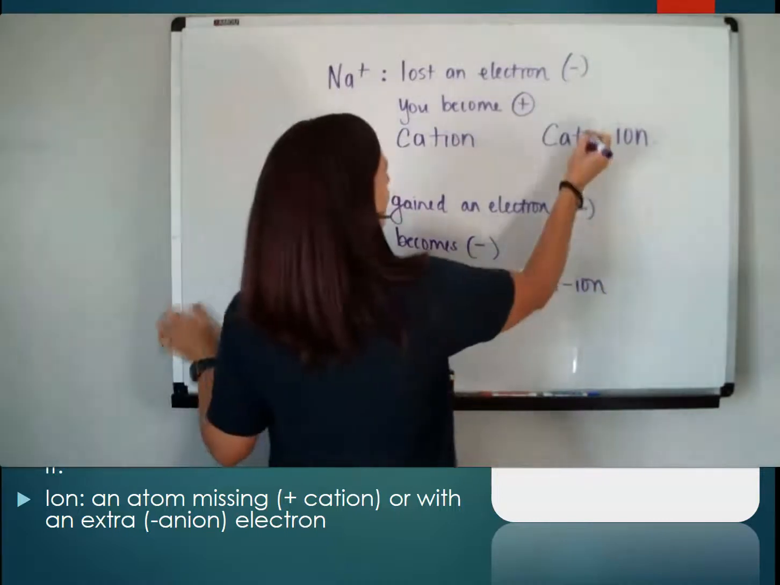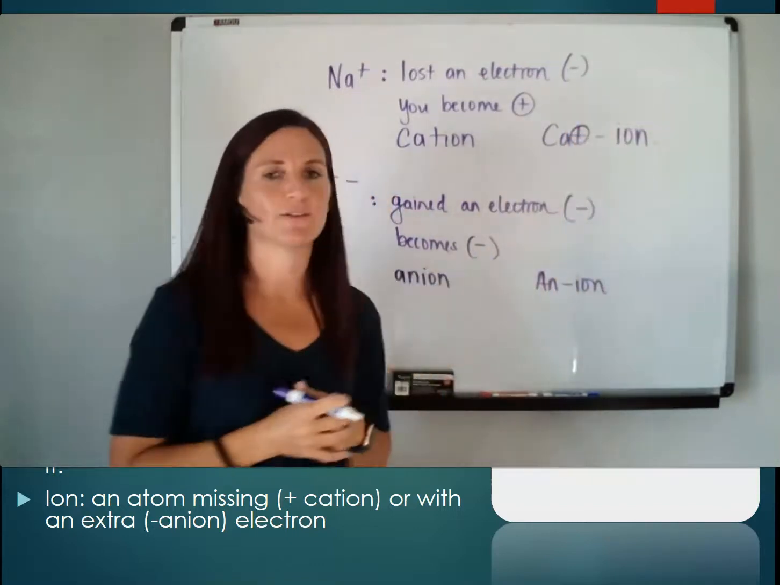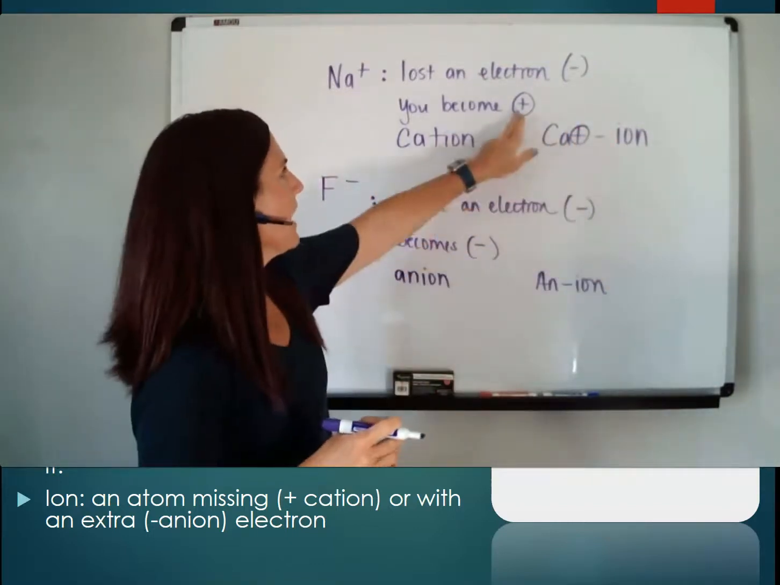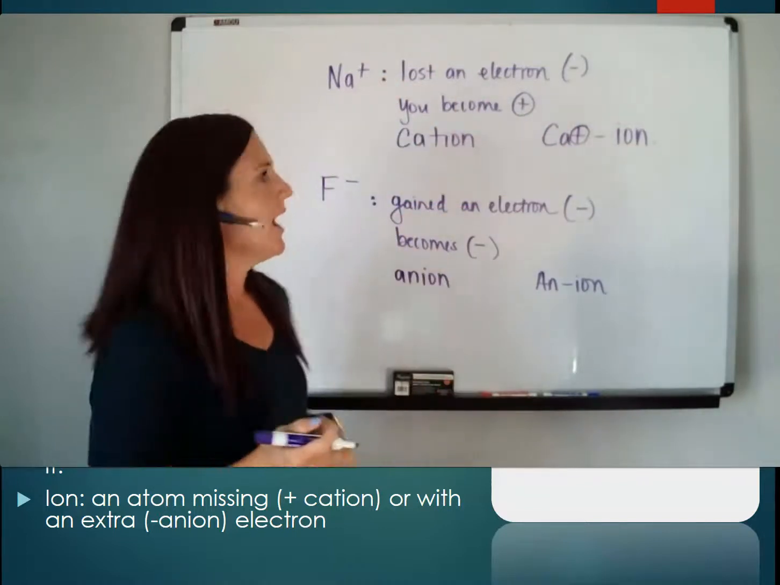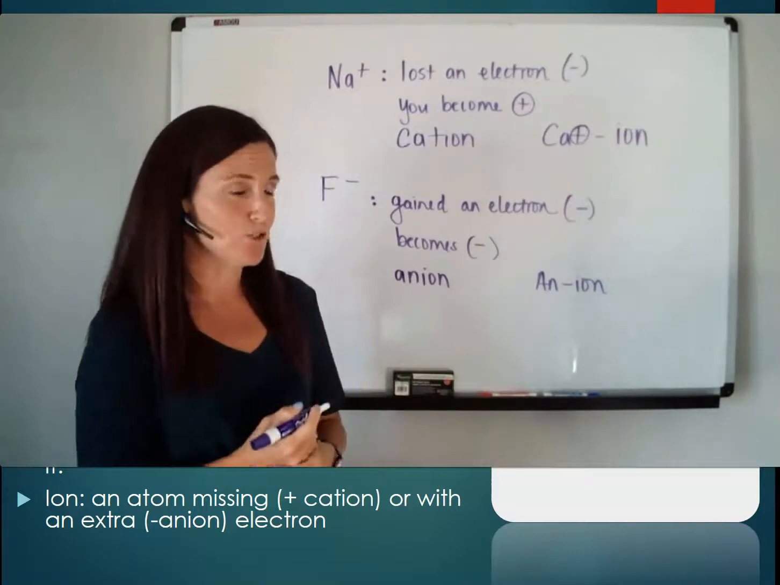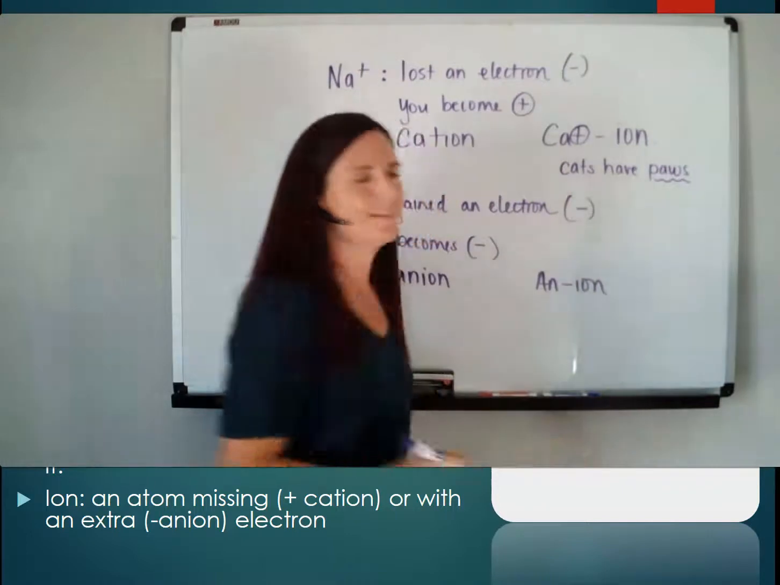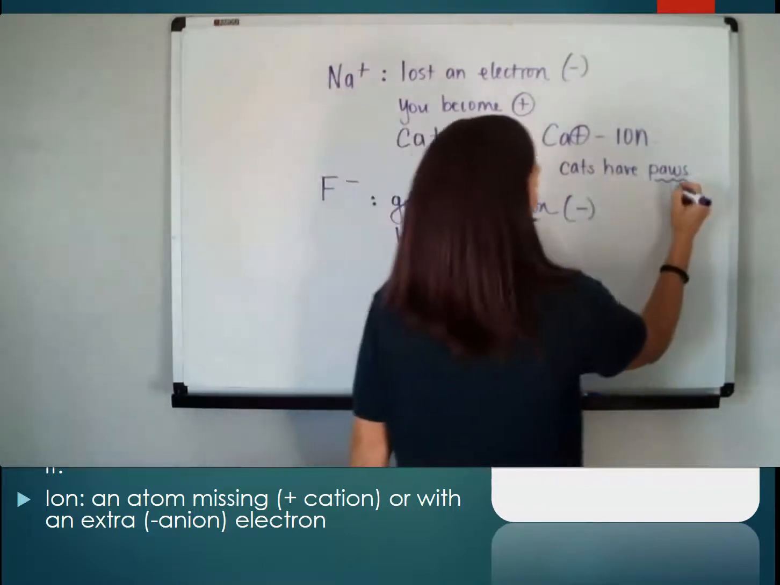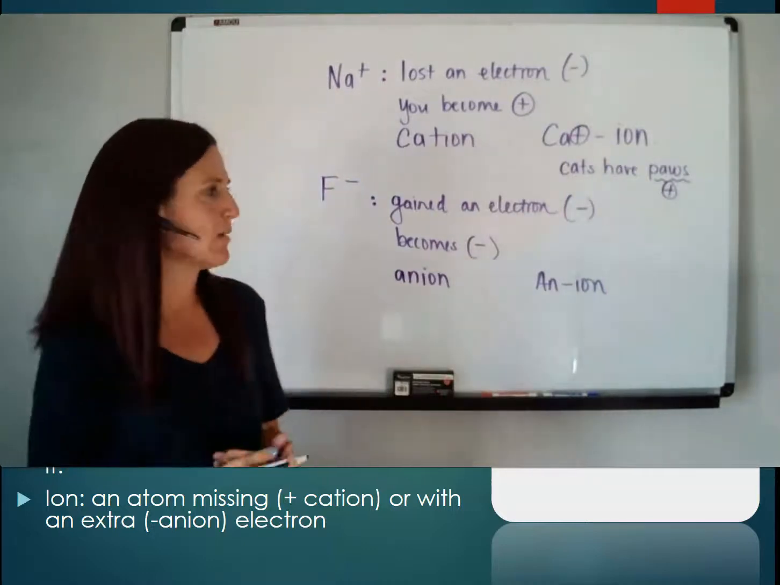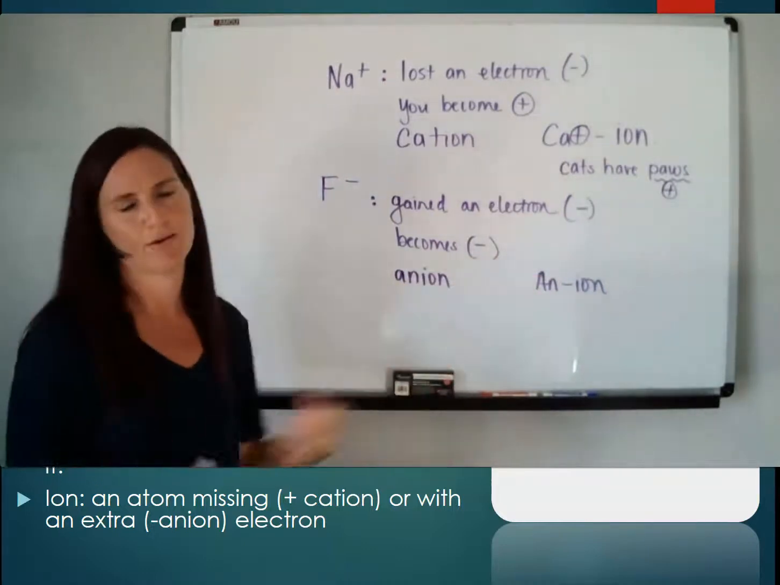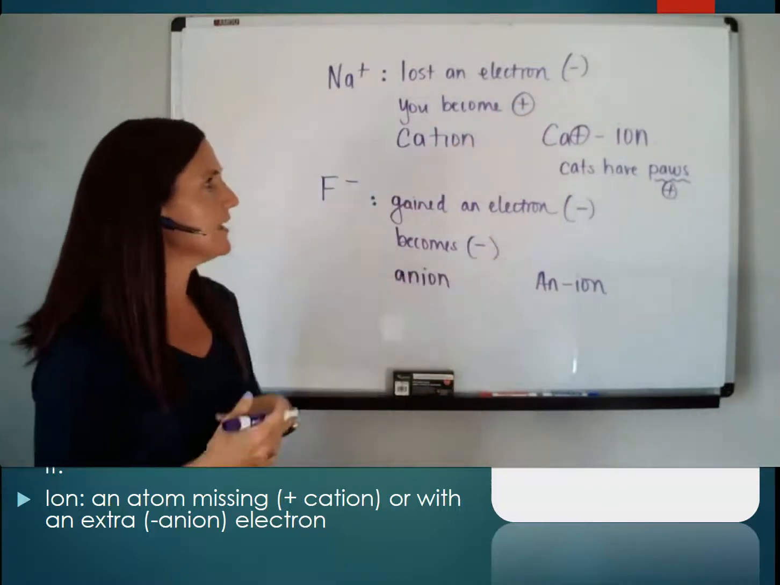The first one is that you can see how I draw my T. Doesn't it look like a little plus sign? So my cation is positive, positive ions are cations. Another thing that a student told me once is that cats have paws, like positive, right? Cats have paws, get it? Okay, so that's another way that you can remember it. And then the other one is anions, and those are negative. So cations are positive and anions are negative.